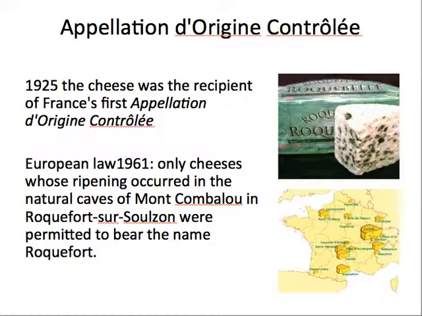The law was further enshrined in European law, which stated that only cheeses whose ripening occurred in the natural caves of Mont Cabalou in Roquefort-sous-Soulzan were permitted to bear the name Roquefort. So the general idea was 1925, but it was more codified and specified to refer to all the specific cheeses. So a Roquefort can only come from this particular area. You can't make it in the United States. You can make a type of cheese similar to Roquefort, but you can't call it Roquefort.